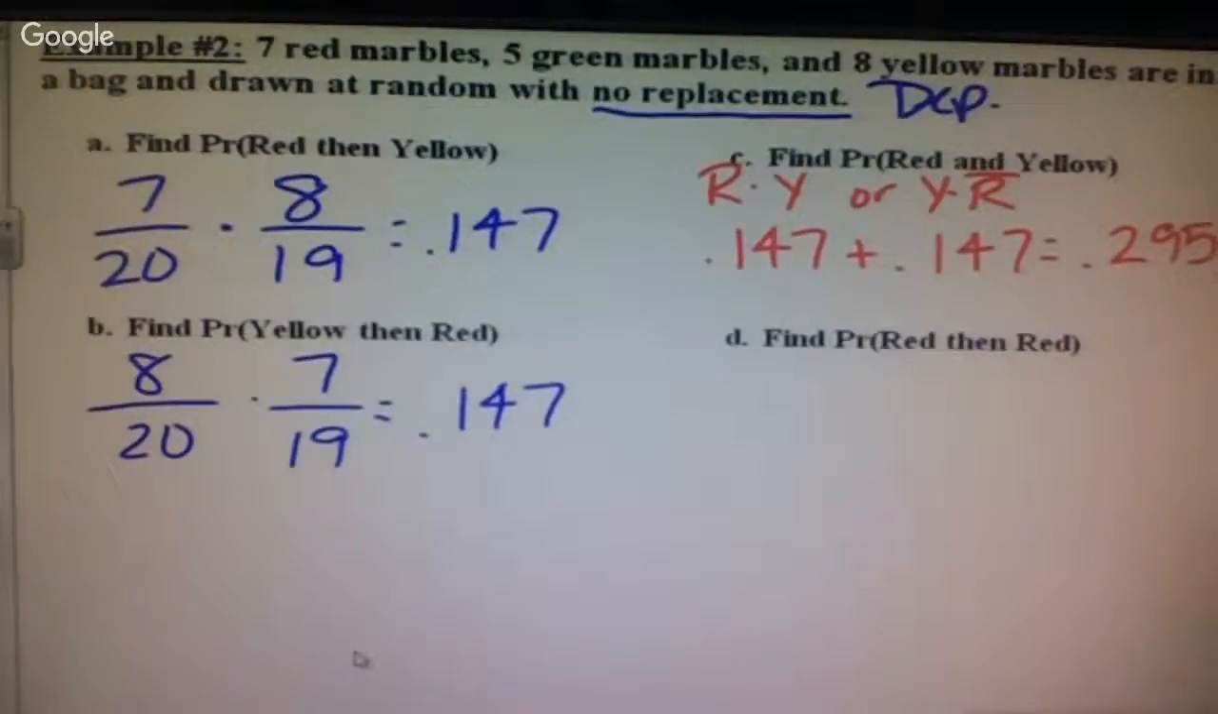Okay, what does D look like if we're going red, then red as dependent? It would be 7 out of 20, and then 6 out of 19. Because I'm picking a red the first time, when I go to pick a red the second time, I have lost 1. So not only does my total go down, but my amount of red goes down as well. So we're at 0.111.